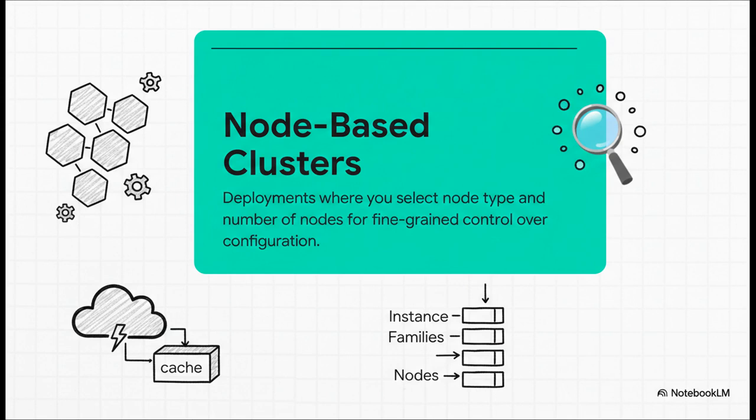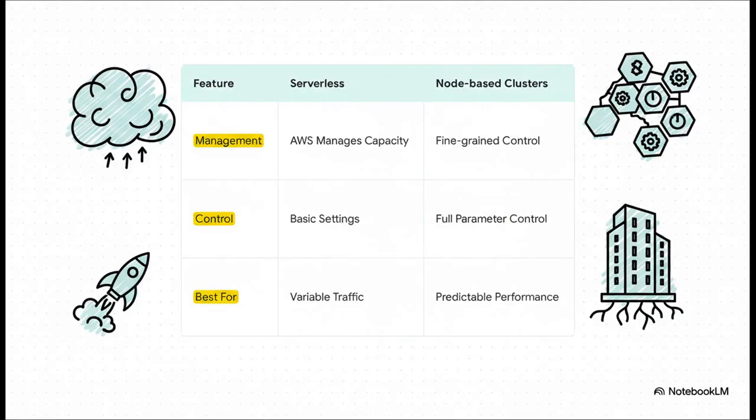fine-grained control. This is for when you want to optimize for the long haul, tweaking costs and performance. You get to choose the instance family, the exact number of nodes, and tune every single parameter to perfectly match what your workload needs. And here's the core trade-off, laid out plain and simple.